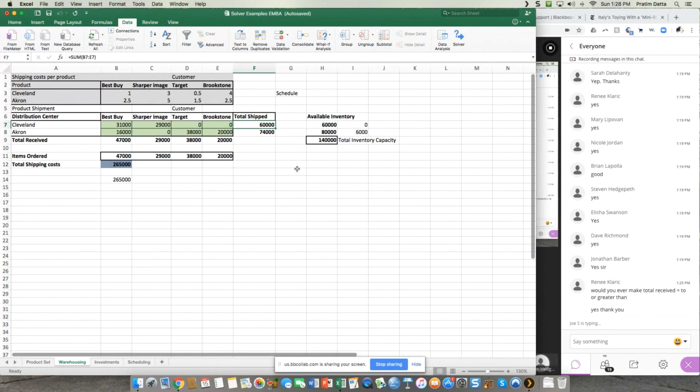Your total shipped, therefore, is 16,000 from Cleveland, and you don't have any extra inventory. Total shipped from the Akron warehouse is 74,000. Your total inventory carrying capacity is 80,000, which means you have 6,000 items of extra carrying load.